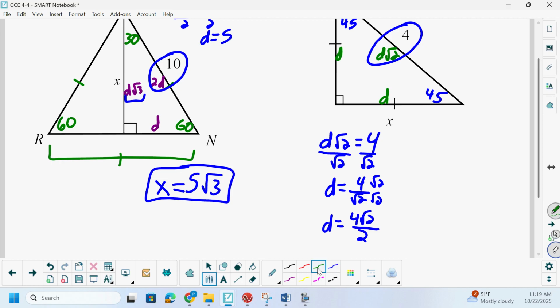And then last step, to find the d, we'll divide those numbers not under the square root, so we get that d is 2 square root of 2. Final step of the problem, find the variable we're looking for. We're looking for x, which was just d, so therefore x is just 2 square root of 2.